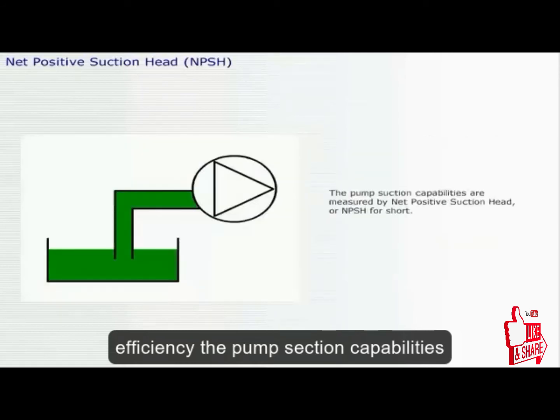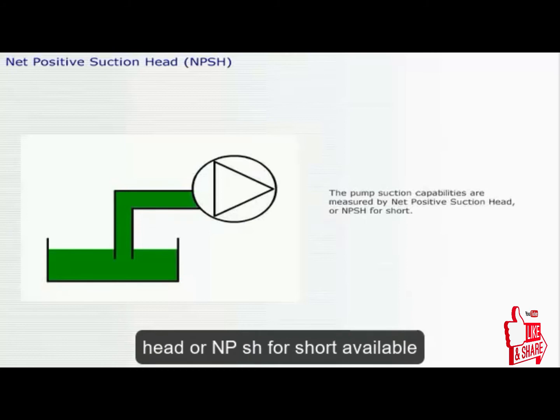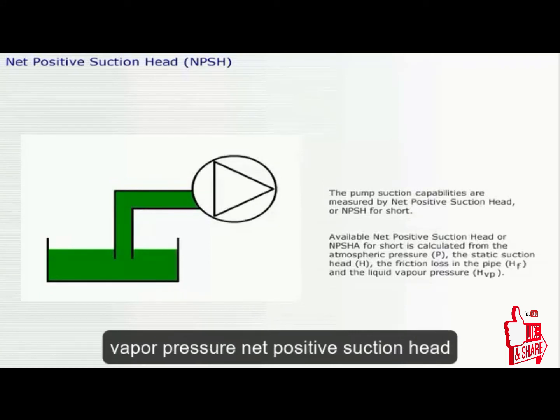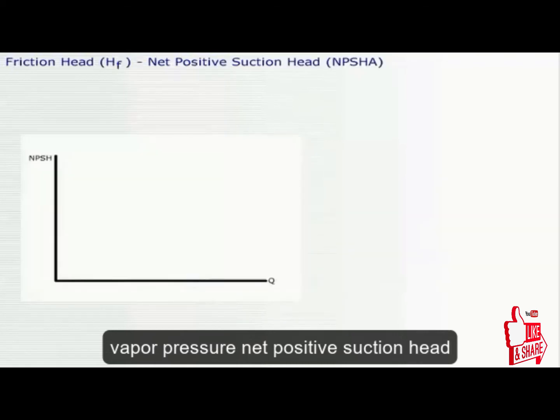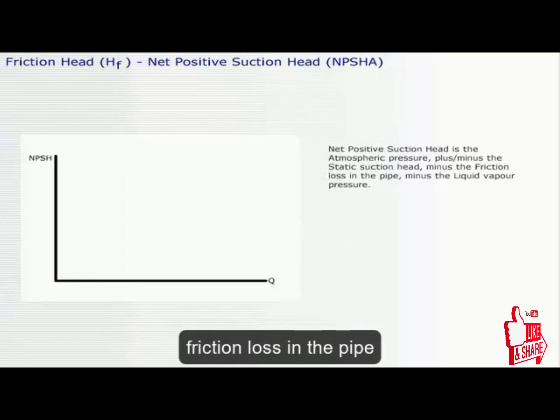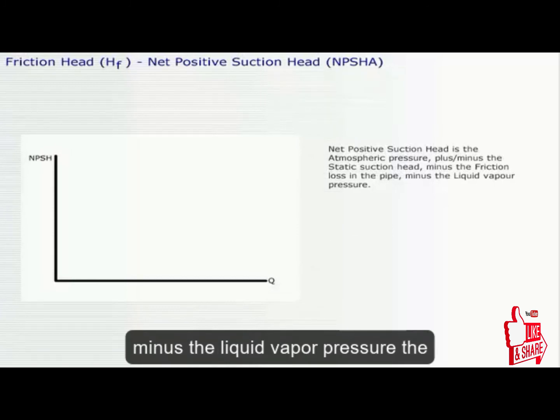The pump suction capabilities are measured by net positive suction head, or NPSH for short. Available net positive suction head, or NPSHA for short, is calculated from the atmospheric pressure, the static suction head, the friction loss in the pipe, and the liquid vapor pressure. Net positive suction head is the atmospheric pressure plus or minus the static suction head minus the friction loss in the pipe minus the liquid vapor pressure.